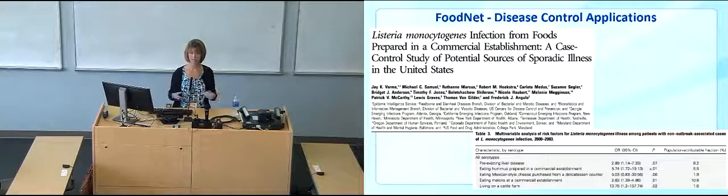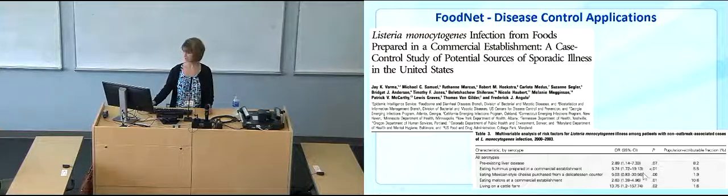These were not outbreak cases. These were just your single case of Listeria. And it was aimed to identify risk factors for sporadic Listeria. Oftentimes, if there's an outbreak, we figure out what the source is, right? But for sporadic cases, you really can't do that unless you have this kind of study. So they did a case control study looking at risk factors and found a couple surprising things.